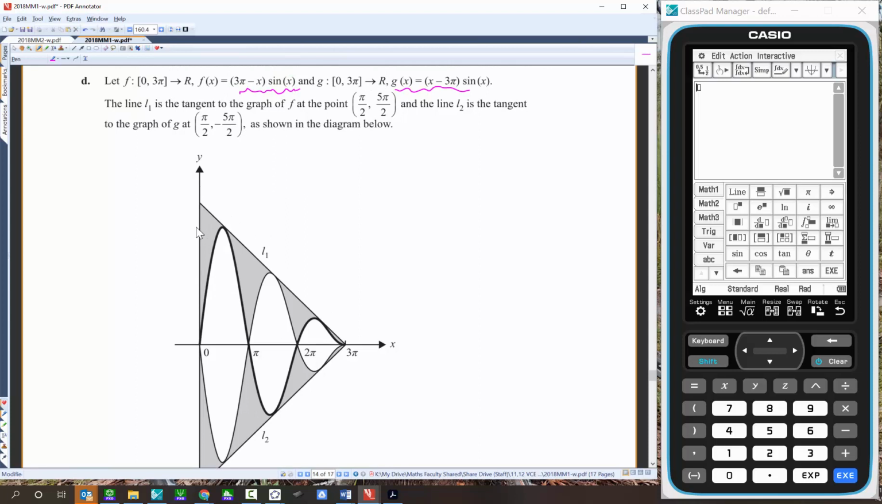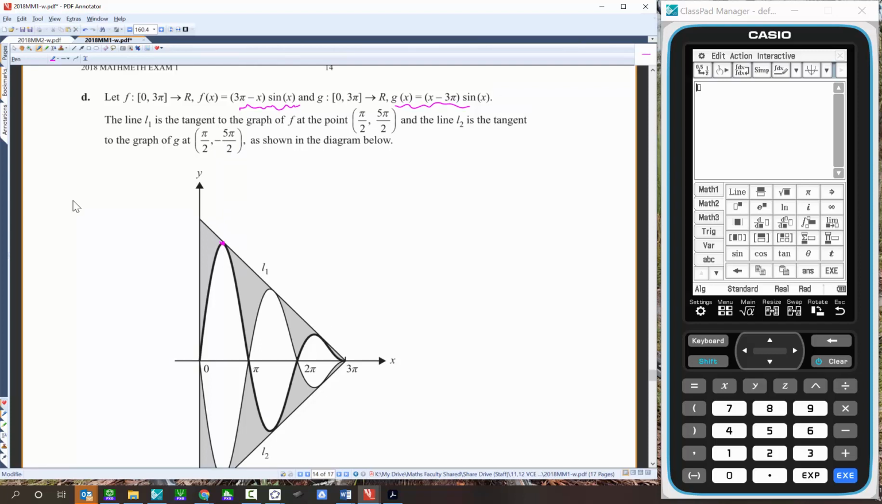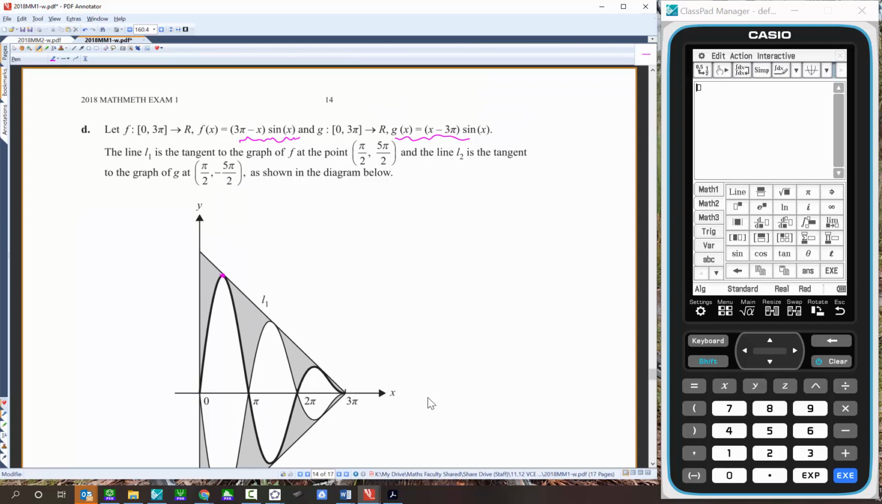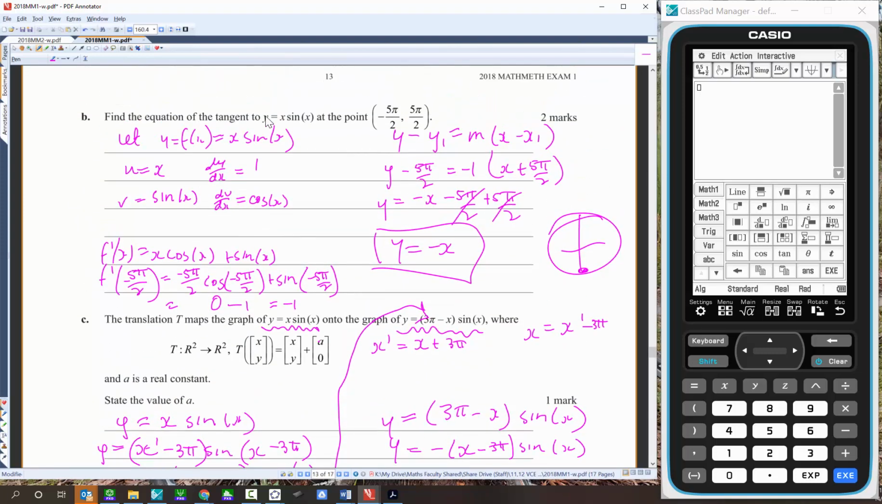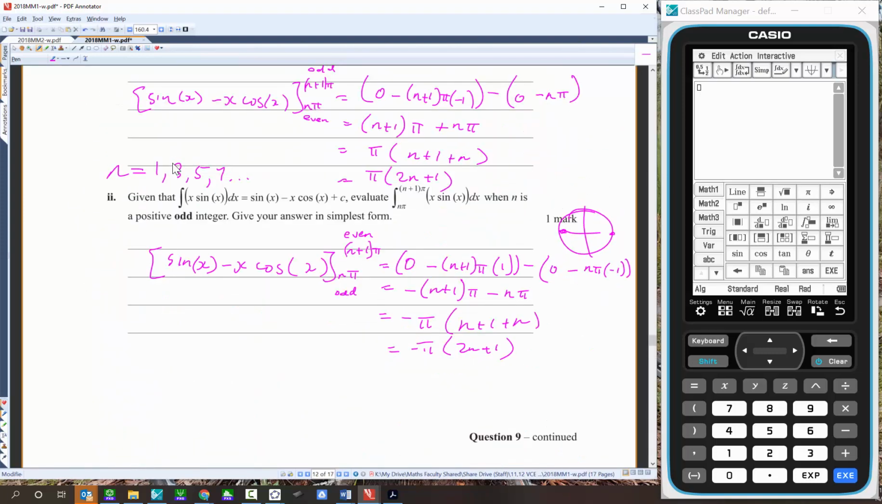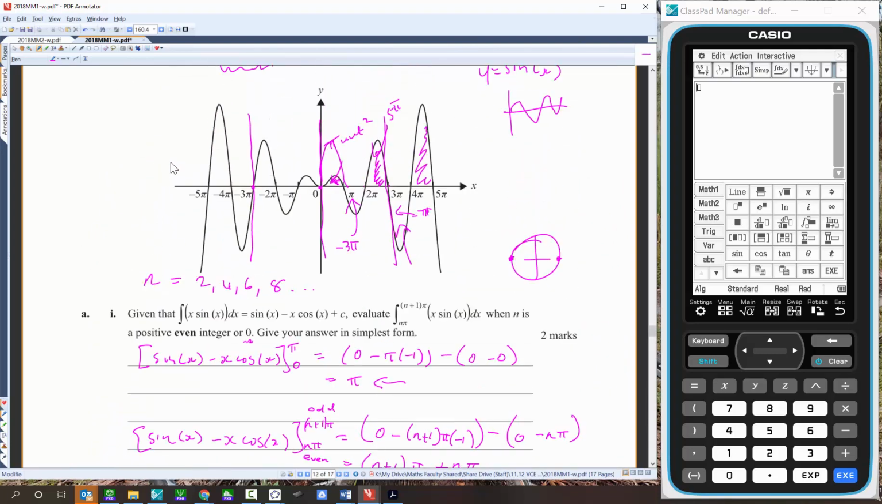What else do we know? That these are tangents at pi on 2 negative and pi on 2 positive. So it's a tangent to that one there. Now, interestingly, we also know something about these tangents. So if I go back to part B, we found the tangent at this point here, which is negative 5 pi on 2. Okay, so that is going to be negative 5 pi on 2, which is negative 2.5.